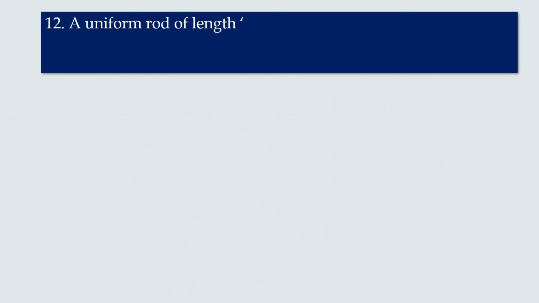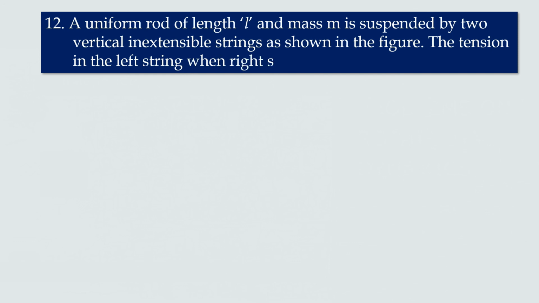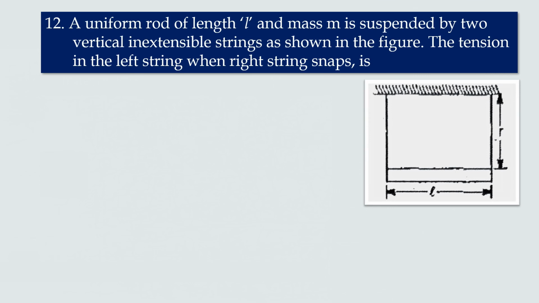A uniform rod of length L and mass M is suspended by two vertical inextensible strings as shown in the figure. The tension in the left string when the right string snaps is, see this figure, this is the figure showing that a uniform rod of length L and mass M is suspended by two vertical inextensible strings. Okay, now let us go to the solution.